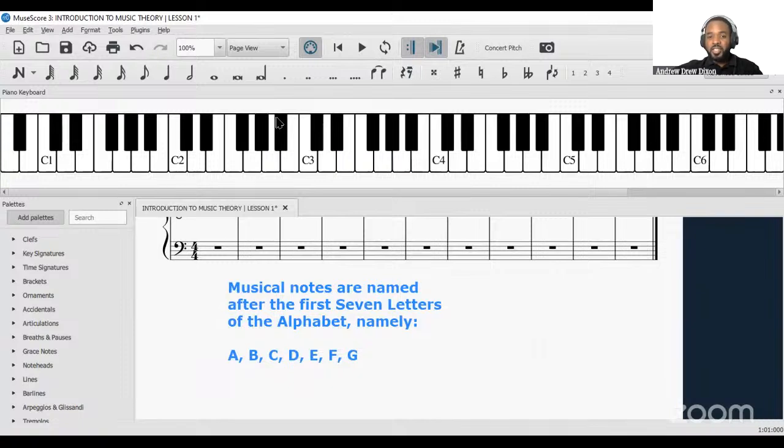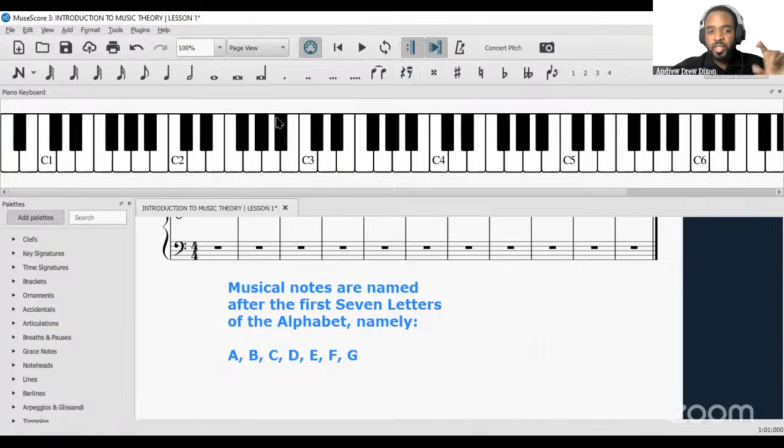So we go back to A, B, C, D, E, F, G. What do we do after that? A again, B, C, and you get the gist. It keeps repeating. It's like an ongoing loop. A, B, C, D, E, F, G. That's it. That's the names of the keys of the piano.